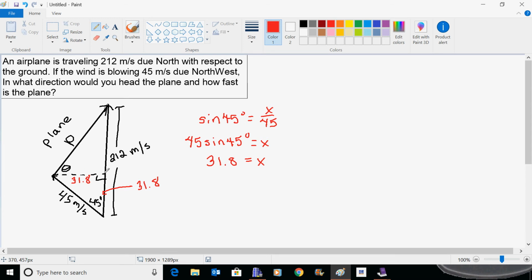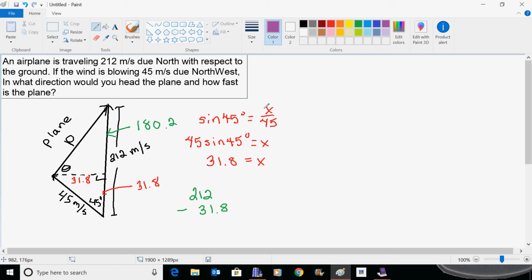So 31.8 from here to here, 212 from here to here, and what did you say we needed to do? Subtract. So 212 minus 31.8? 180.2. So this side right here is 180.2. All right, so I've got my 31.8 and my 180.2, and we need to find our direction and we need to find our magnitude.